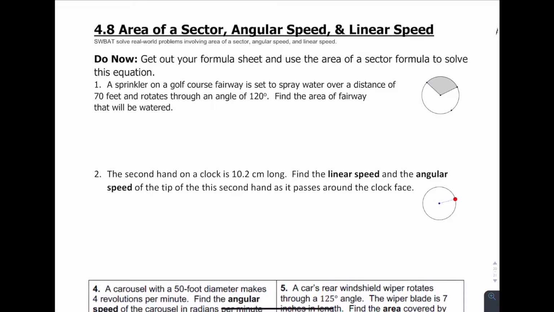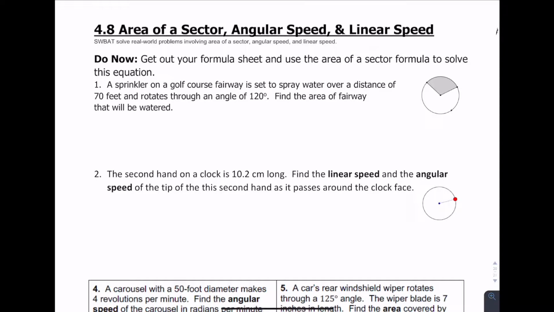Hello, ladies and gentlemen. So today we're going to be talking about area of a sector, angular speed, and linear speed. All right, so let's see. We can get our formula sheets if you have some. We'll probably have already made them throughout the year, and use the area of a sector formula to solve this equation.